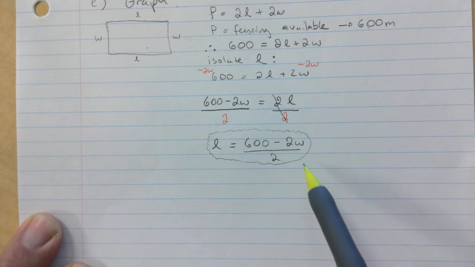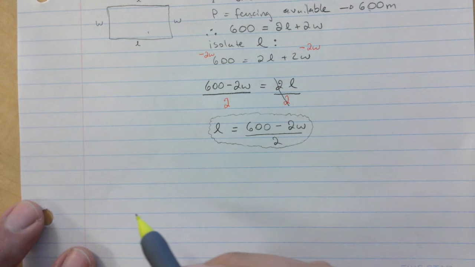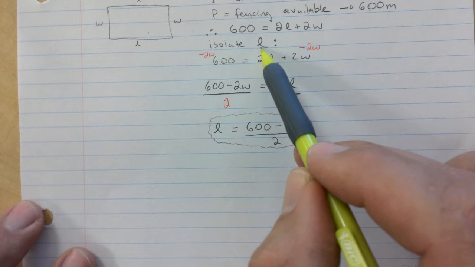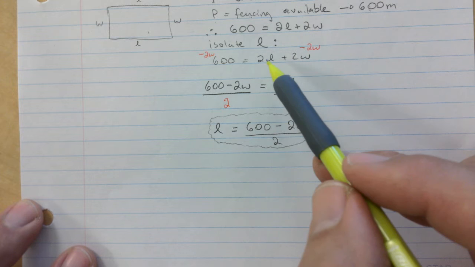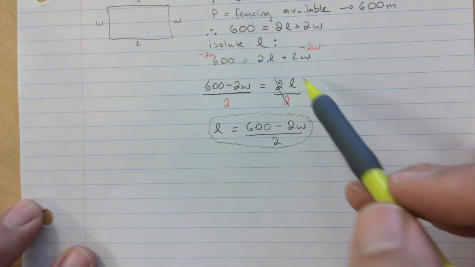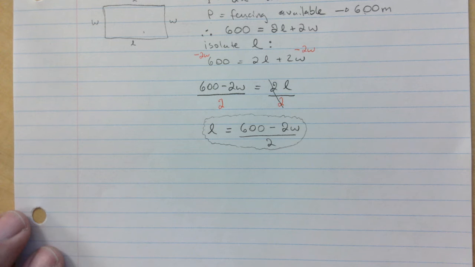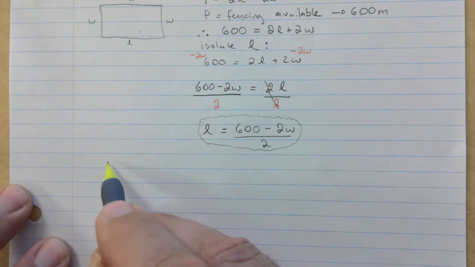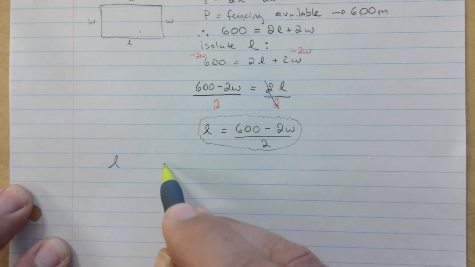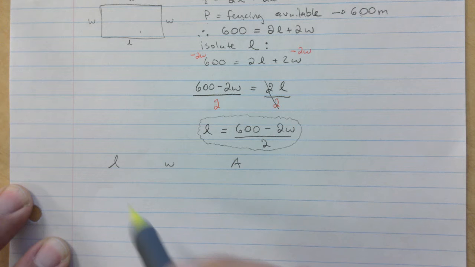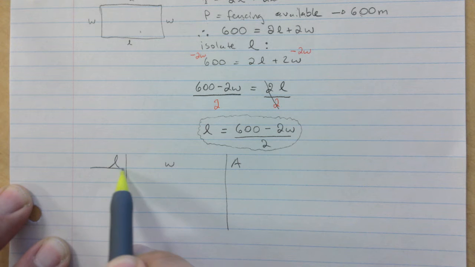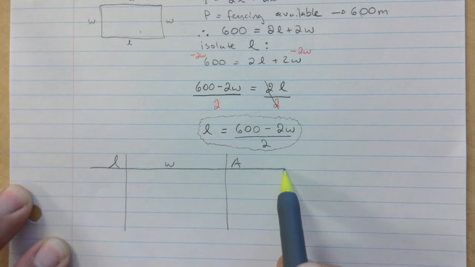Okay? Question, could you have isolated for W instead of L? Yes. But I will always stick with L, and if you want to get the same answer, you will still be correct, but if you want everything to be the same when you check your work, I would suggest you isolate L. So anyway, this is our table: length, width, area. Leave a little bit more room for W than you used to.